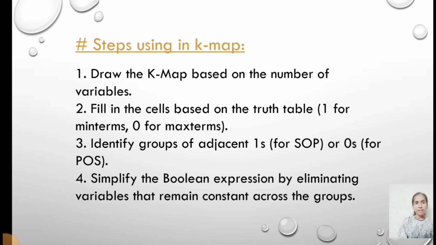Let us see the steps for using the K-map. Let us see 4 steps. First step is to draw the K-map based on the number of variables. Second step, fill in the cells based on the truth table, 1 for minterms and 0 for maxterms. Third, identify the groups of adjacent 1s for SOP or 0s for POS. Fourth step, simplify the Boolean expression by eliminating the variables that remain constant across the groups.